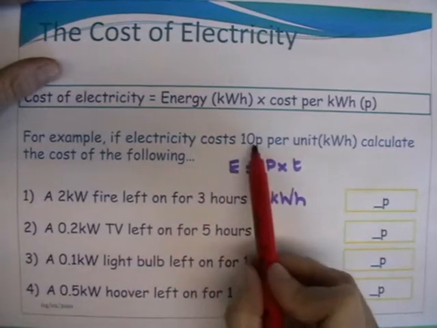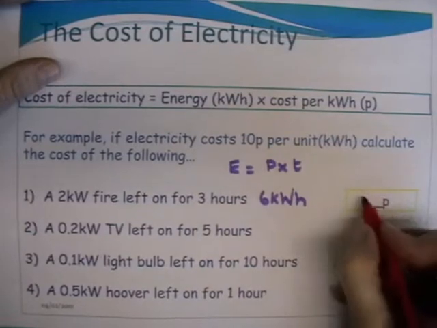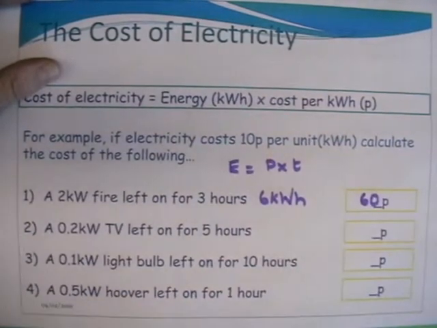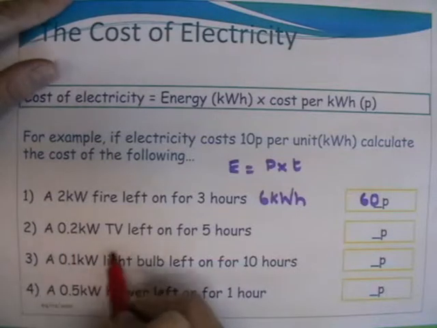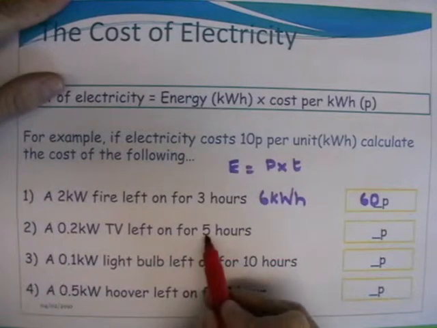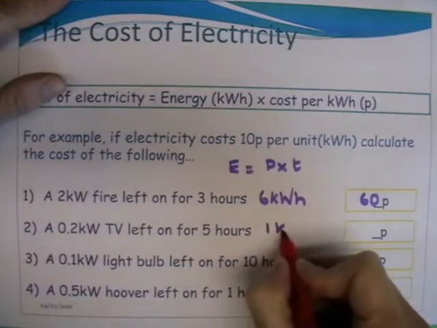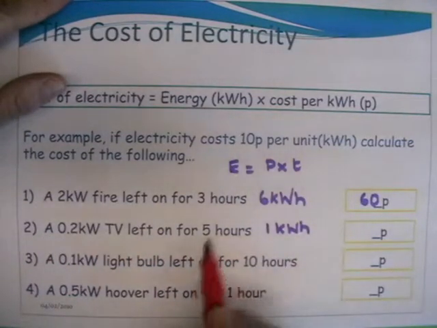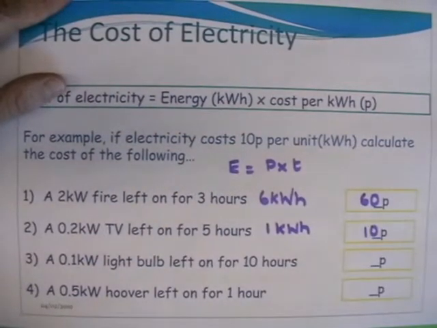And we know that it costs 10p per unit or 10p per kilowatt hour. So 10 times 6 is 60 pence. That's your first answer. Second one, 0.2 kilowatts TV left on for 5 hours. So first of all, how many kilowatt hours? 5 times 0.2 is 1 kilowatt hour. And each unit costs 10p, so 10 times 1 is 10.